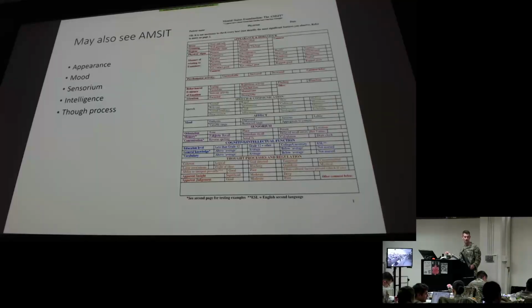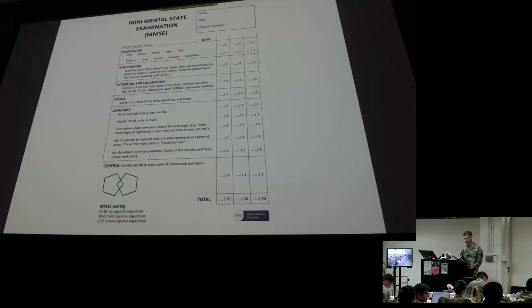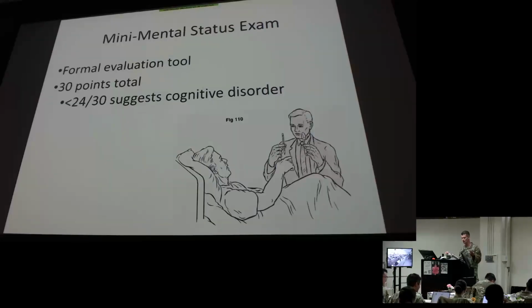Just know that whatever organization you may be doing, AMSIT, or they may be doing ASEPTIC, for the mental status exam. All right, the other thing we see is the Mini Mental State Exam, which is more of that cognitive function thing, just putting that into an exact scoreable rubric. A normal score is 24 and above; below that is a cognitive disorder.